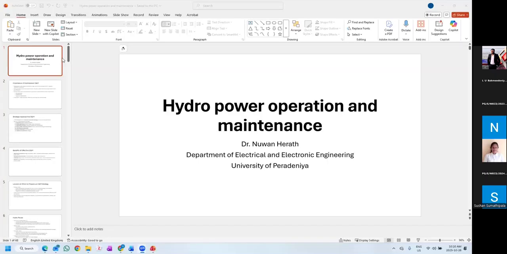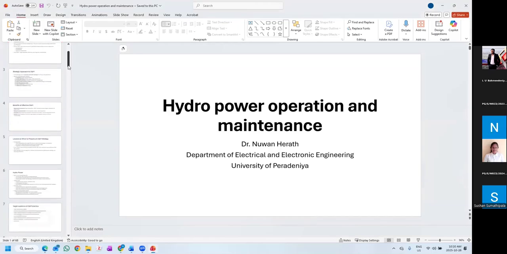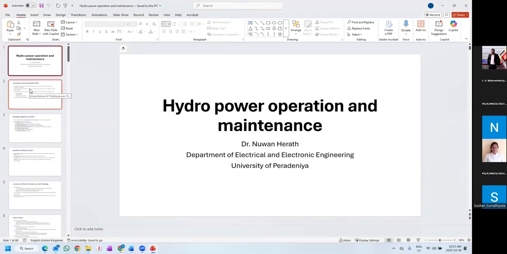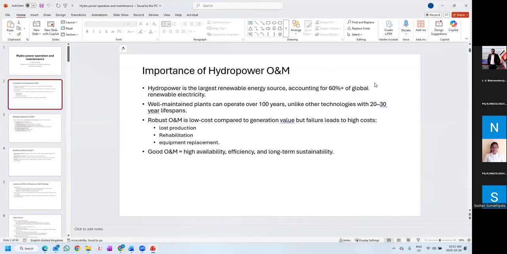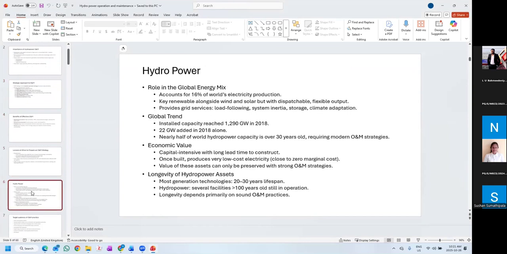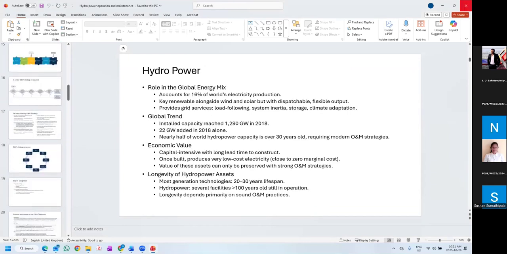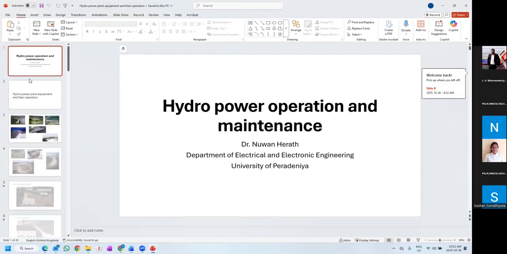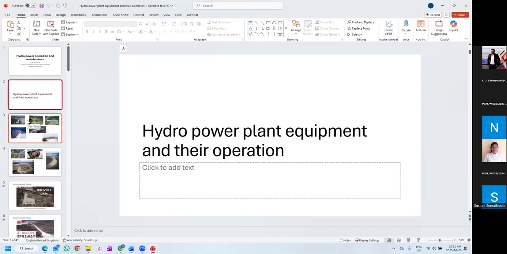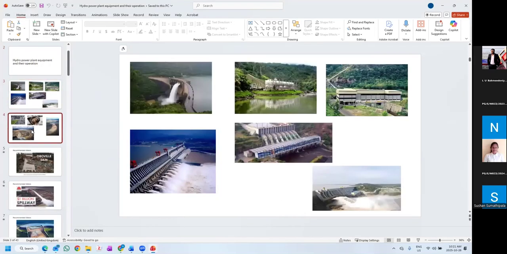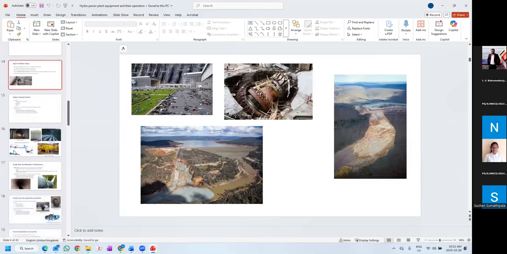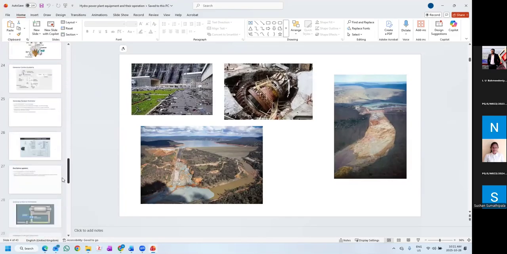Yeah, so to start with, I have been working on hydropower operation and maintenance. In this case, what we are mainly looking at is, sorry, this is the wrong set of slides. To basically look at the hydropower plant equipment and the operation as a starting point, and we will move on to the other sections as we go on.